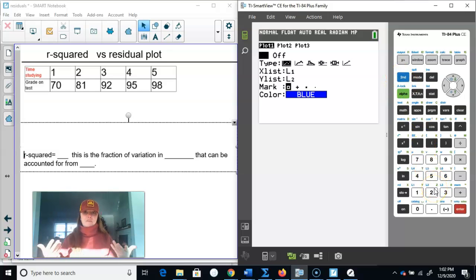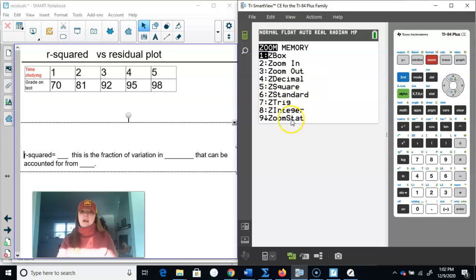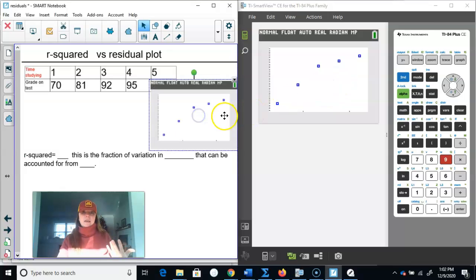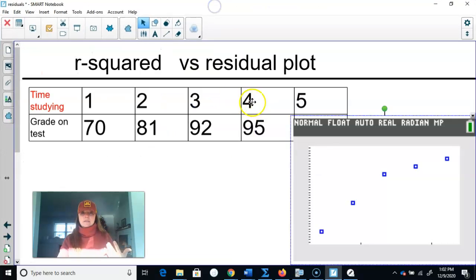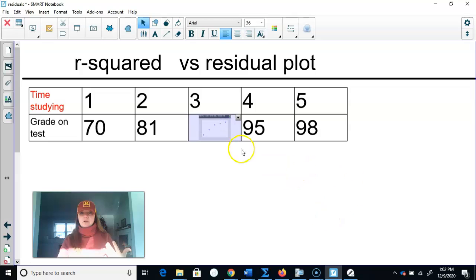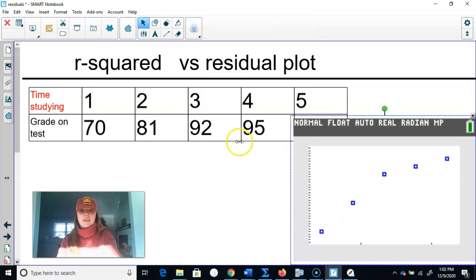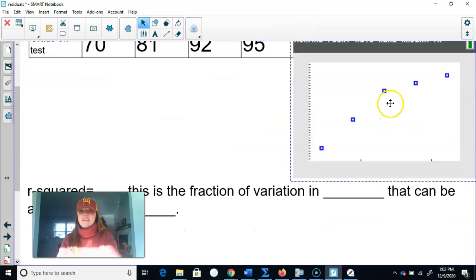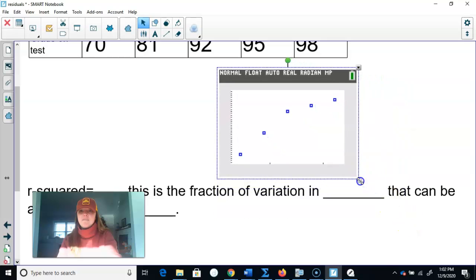Anytime we want to look at a graph in stats, we just hit zoom and then go to 9, zoom stat, and that's going to show us our graph. So it looks like from this picture we have a decently linear model. Oh dear. Control Z. I didn't want to do that. And I did it again. Let's make this a little smaller.